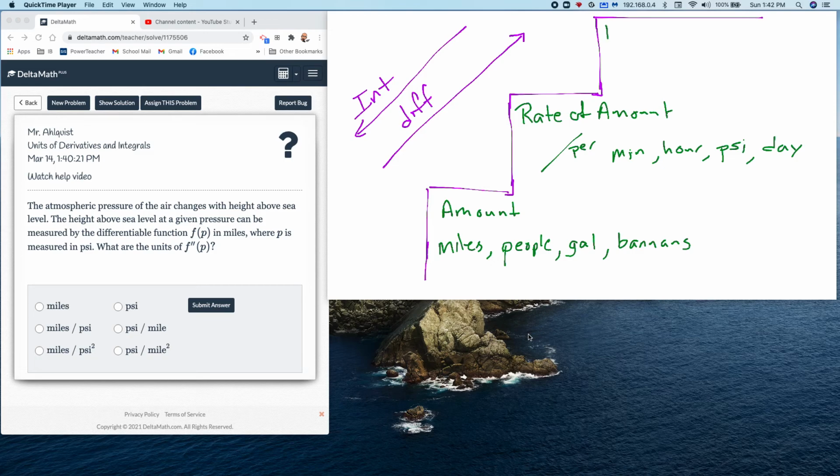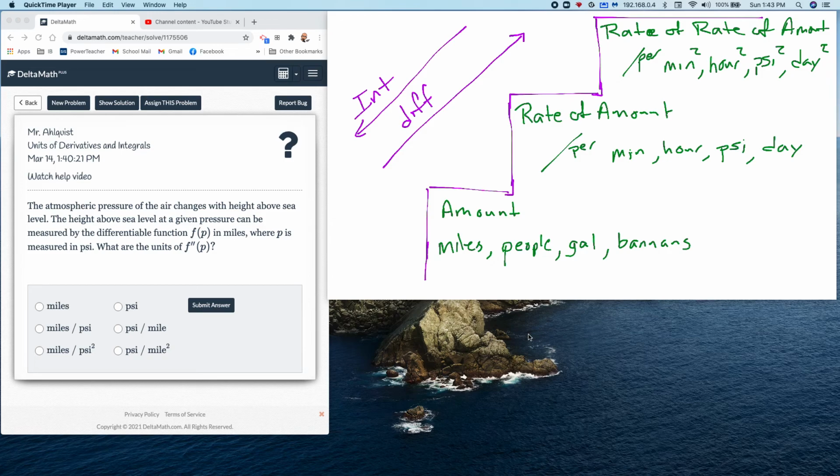The last step then is the rate of the rate of the amount. So you're moving up and down these steps. You're given something and then you're asked something else. So this is going to be per that time or that per thing squared. So per minute squared, per hour squared, per PSI squared, per day squared. So it's whatever that is, one more power of that thing.